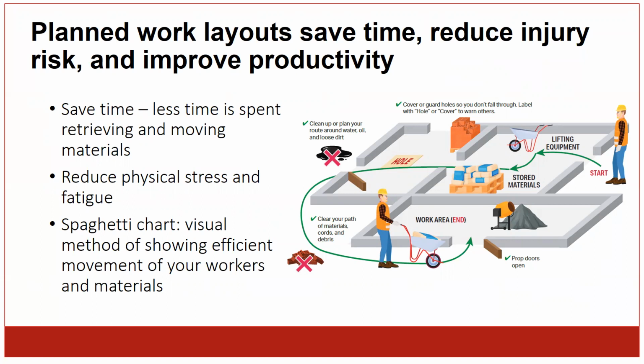This slide shows an example of a good work layout. The green line indicates the path a worker would travel to retrieve the equipment and materials and move the materials to the location where they will be installed. This spaghetti chart is a visual way to see how best to move materials and avoid wasted motions and obstacles that likely increase fatigue and risk for injury and reduce productivity.